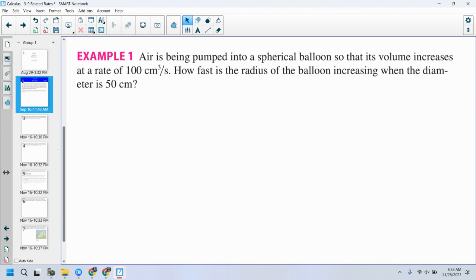Air is being pumped into a spherical balloon. We're assuming that it's a sphere and not some weird balloon shape. Its volume is increasing at a rate of 100 cubic centimeters per second. I don't know how we know that, but we know that. How fast is the radius of the balloon increasing when the diameter is 50 centimeters?